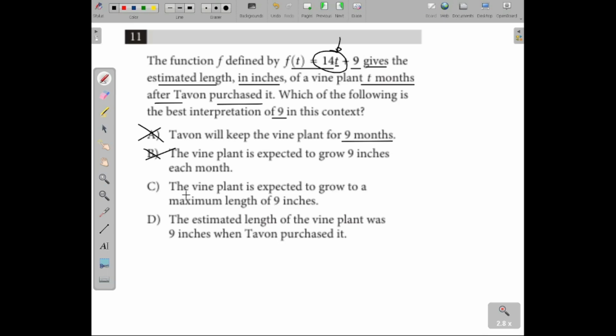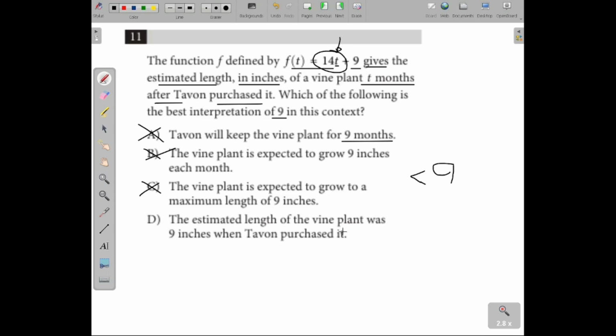C. The vine plant is expected to grow a maximum length of 9 inches. Well, we don't have any restrictions here. We don't have anything in the function like it has to be less than 9 inches or something, so it cannot be C, which leaves us with option D.